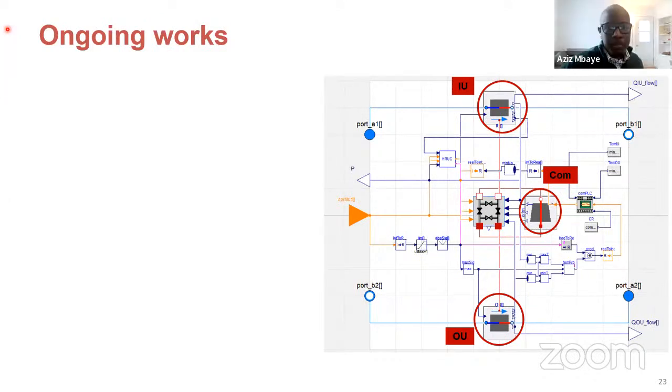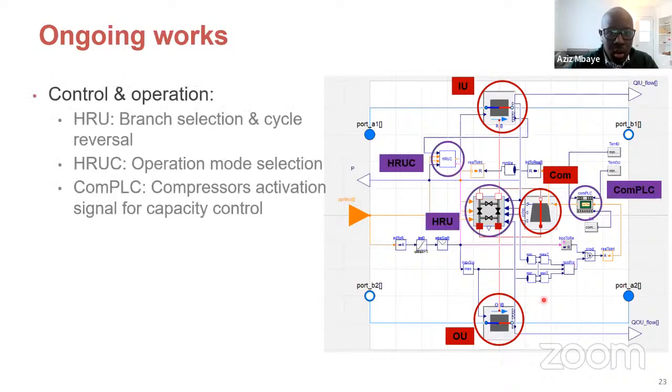Thank you. Okay, great. So I was saying that in addition to the main components that we have, we added a new one to handle the system control and operation. And those models are here: the heat recovery unit that is used for the cycle reversal to switch from heating to cooling operation. But more importantly, the heat recovery unit model here performs the branch selection for the simultaneous heating and cooling operation.